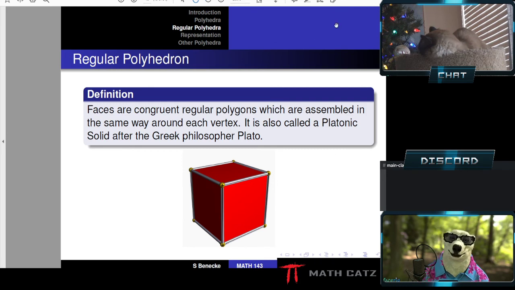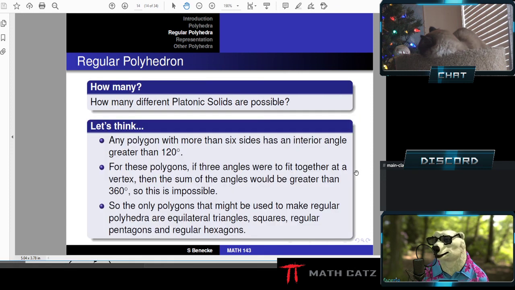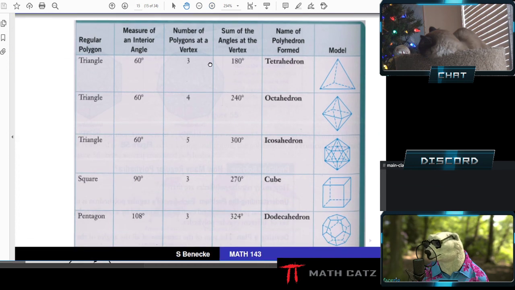Now, let me just resize this. Sizing looks good. We've done this. This is just a very short little description of why there are only five. And here they are. Don't care about these columns right now. What about the picture and the name?